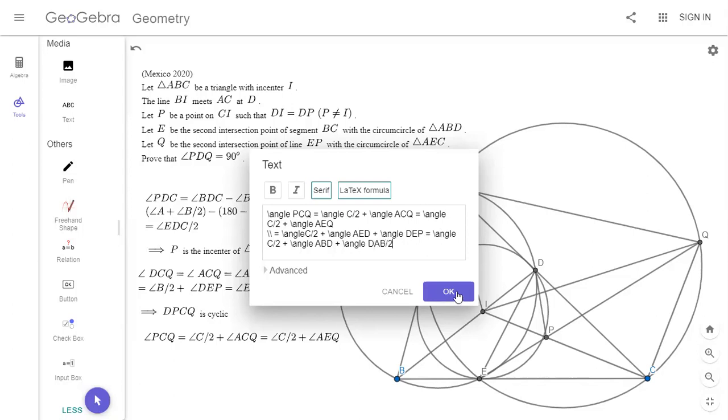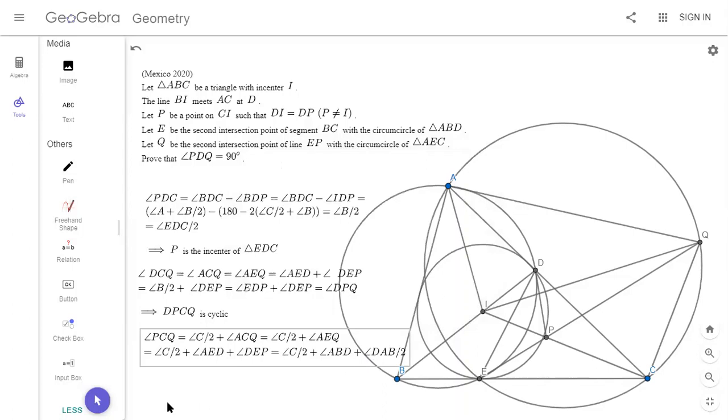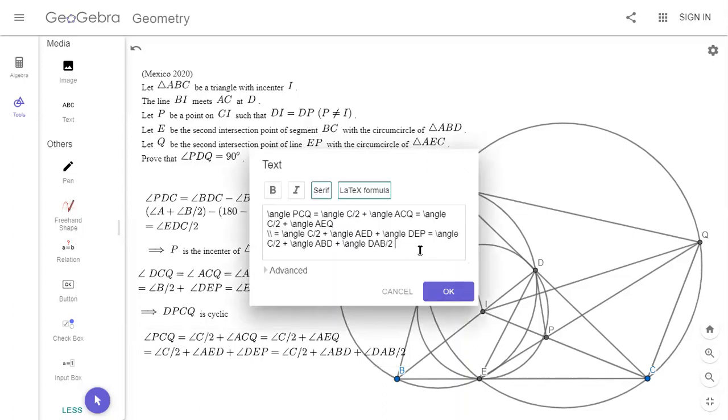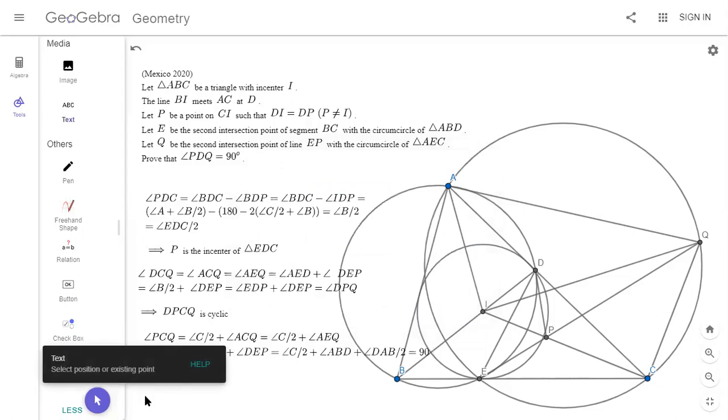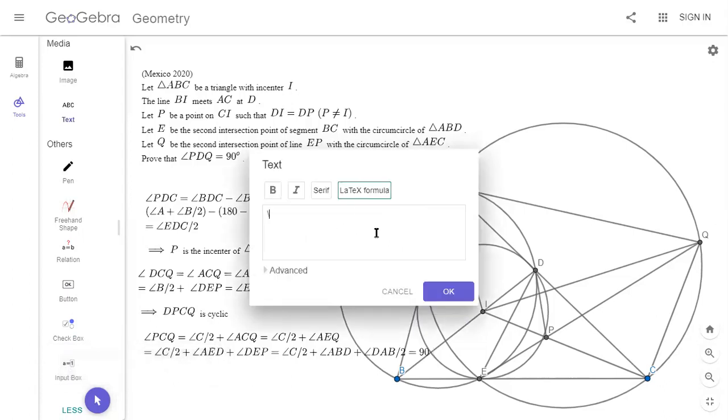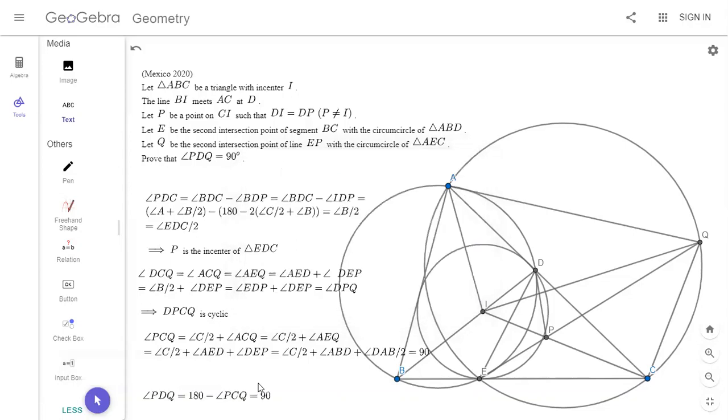I'm gonna just cheat here. So PCQ is equal to 90. So that means angle PDQ is 180 minus angle PCQ, which is equal to 90. All right. So I will move on to the next one.